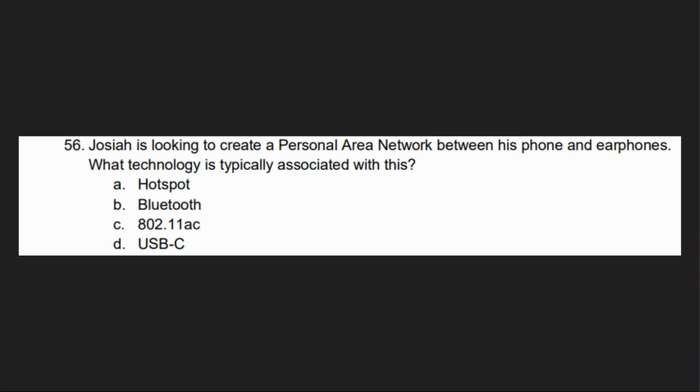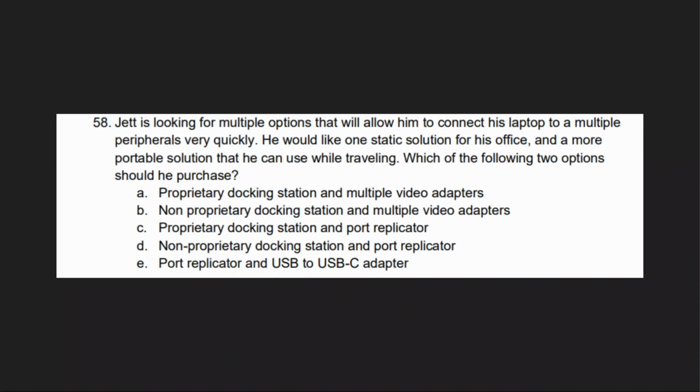Option number C, 802.11ac, that is one standard of wireless internet. That is what you would use in order to access a wireless network. And finally, D, USB-C, that is simply a USB cable that can be inserted upside down, used to connect devices to each other or to a power source. All right, moving on to the next question.